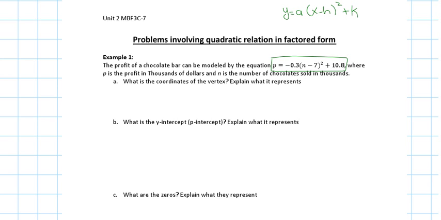So what is the coordinate of the vertex? 7 and 10.8. What do they represent in this scenario? Maximum profit. Remember that P is replacing the y, so the profit is replacing the letter y, and n, the number of chocolates, is replacing the letter x. So I have profit here, and the number of chocolates here.